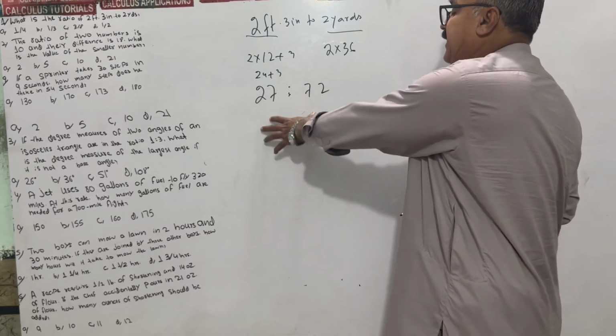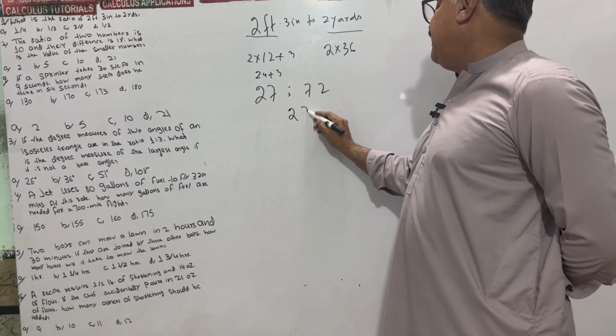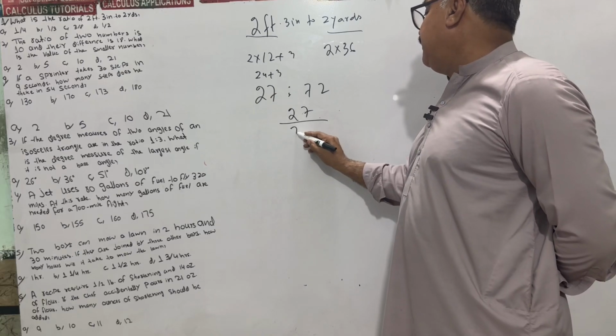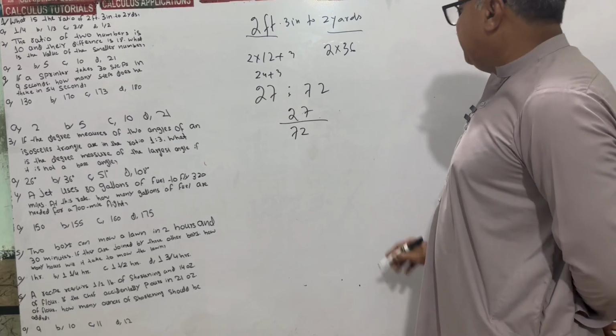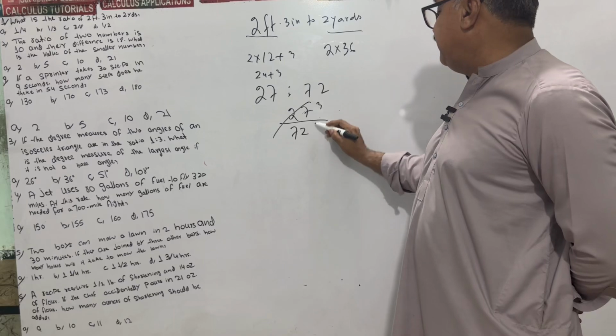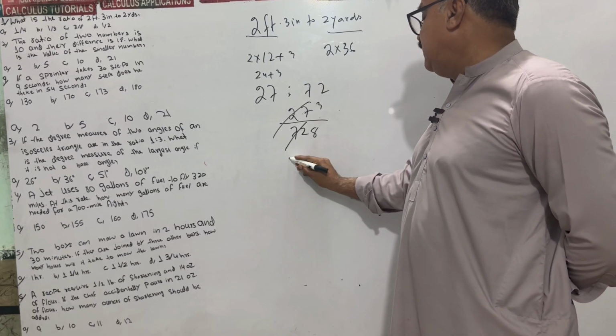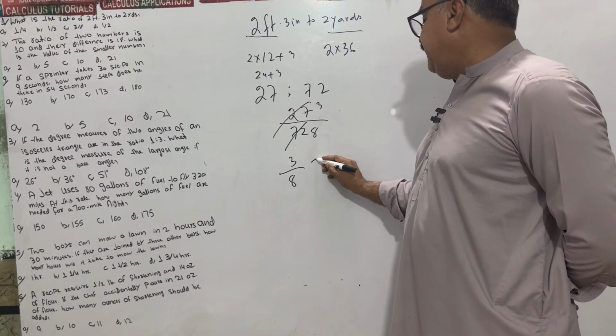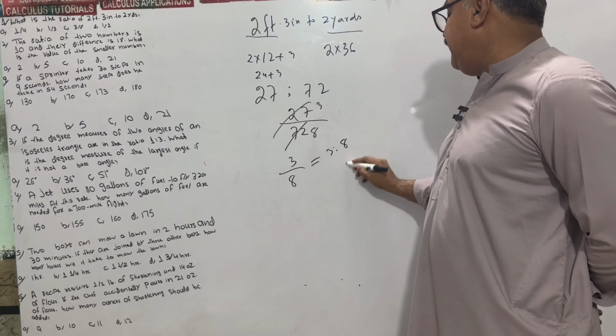Now we are asked to find their ratio in simplest form. They are not relatively prime. The table of 9 is applicable. 9 threes are 27, 9 eights are 72. So the ratio is 3 to 8. 3 divided by 8, or 3 ratio 8, is the answer.